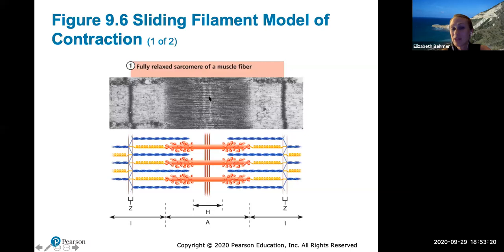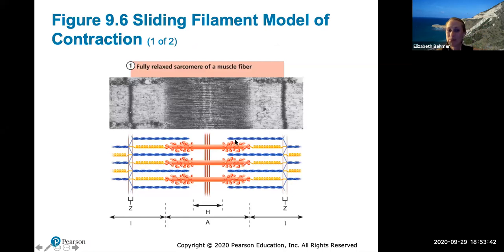So this is a fully relaxed sarcomere of a muscle fiber, showing what you would see under a microscope. You can see that the darker bands will be where the myosin are because they're thicker, and the lighter bands will just be where actin are. This sarcomere is from one Z disc to the next, and this is a fully relaxed sarcomere, so a relaxed muscle fiber.